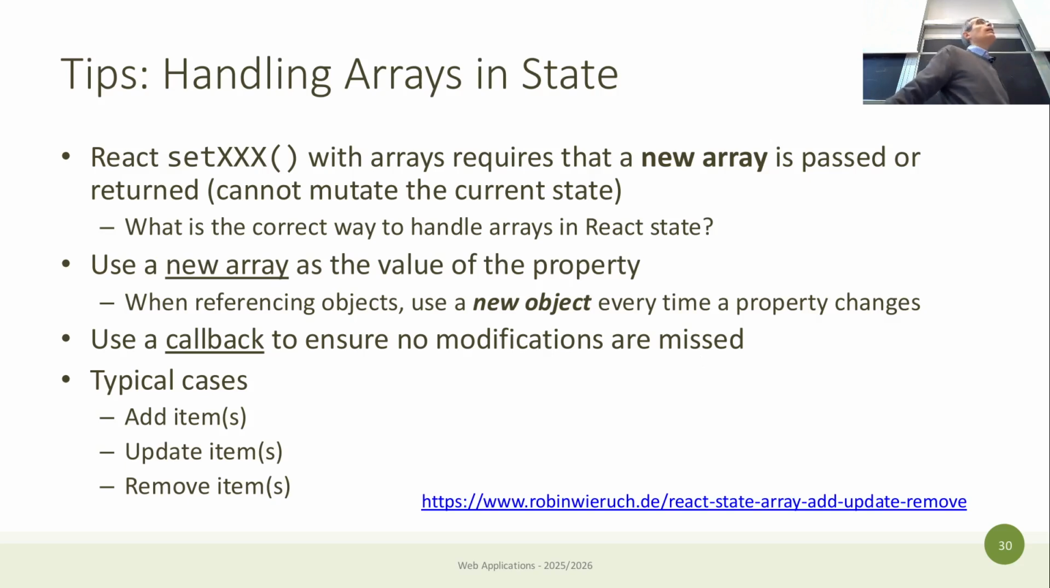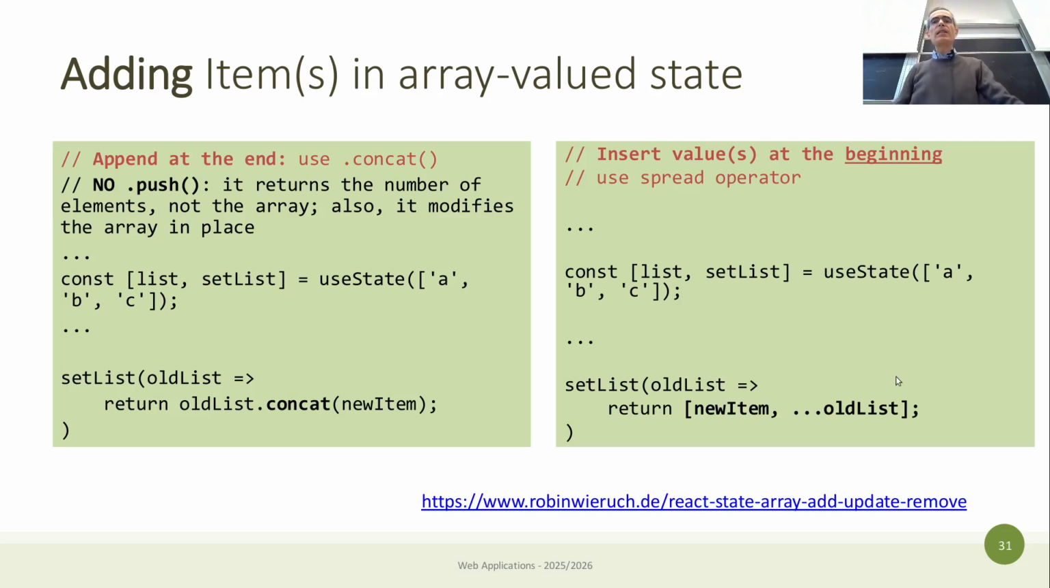Unless you are resetting the array, so emptying the array, the new state doesn't depend on the past. If you add, update, remove, and so on, you're doing something that depends on the previous state, okay? So you should pass a callback and not a direct value of the new array, okay? So let's see these examples.